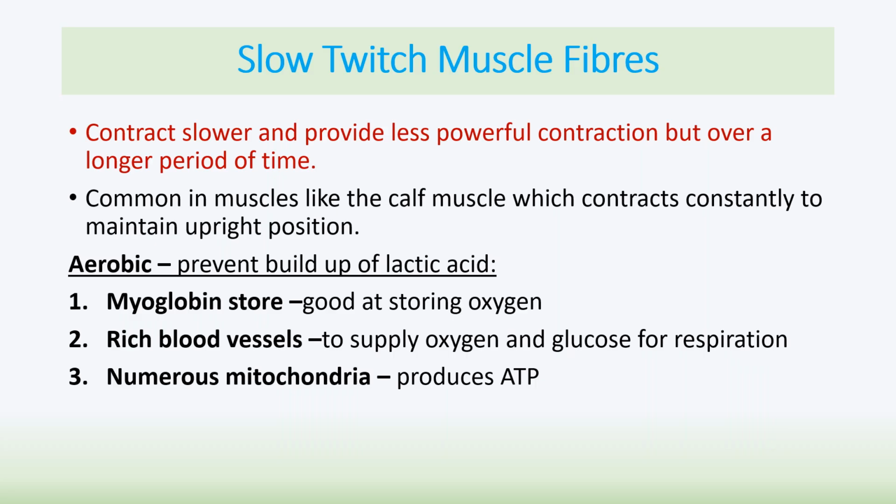So to summarise, slow twitch fibres contract slower and provide less powerful contractions, but over a longer period of time. It's common in muscles like the calf muscle, which contracts constantly to maintain the upright position. It's aerobic, and therefore it prevents the buildup of lactic acid. It's got a myoglobin store as an adaptation, which is good at storing oxygen and has a high affinity for it. It's got rich blood vessels to supply lots of oxygen and glucose for aerobic respiration, and it's numerous in mitochondria providing ATP from aerobic respiration.